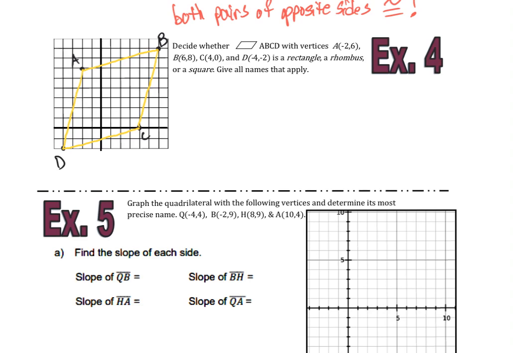So for example, I'm going to find the slope of AB first. You'll see what I'm doing here. The slope of AB, let's do rise over run, is going to be 1, 2, so 2 up over 1, 2, 3, 4, 5, 6, 7, 8. So 2 over 8, which reduces to 1/4. So the slope of AB is 1/4, right?